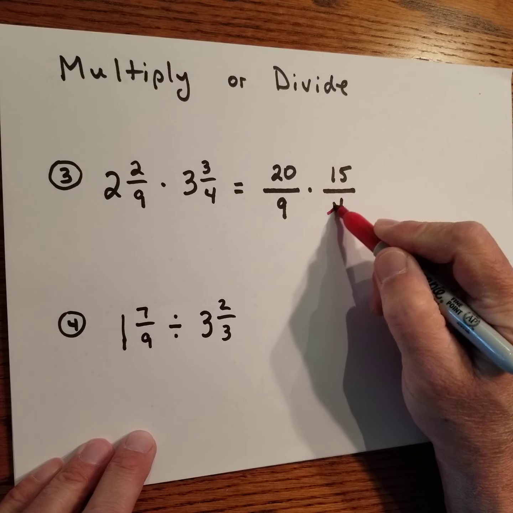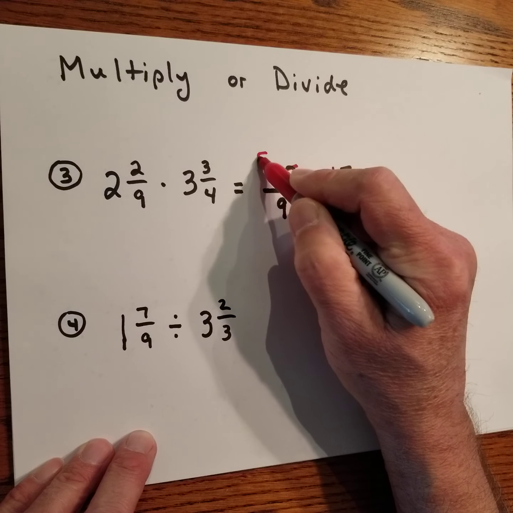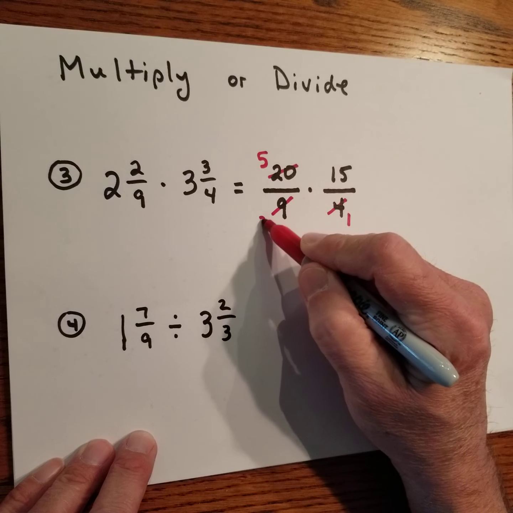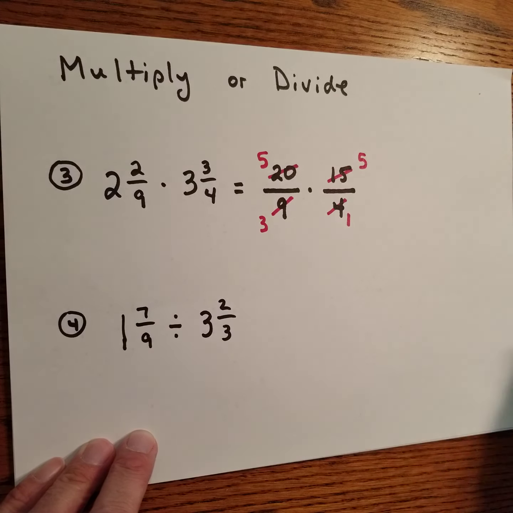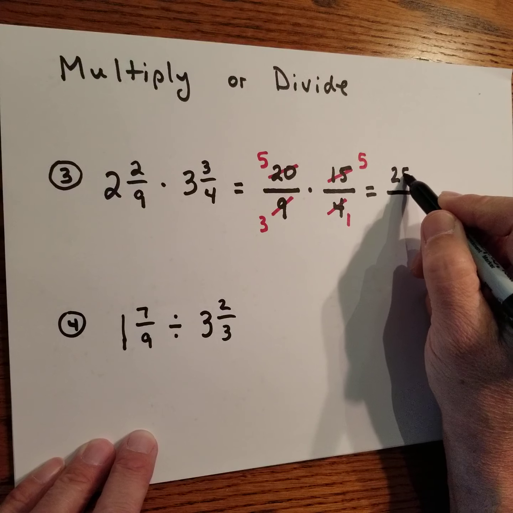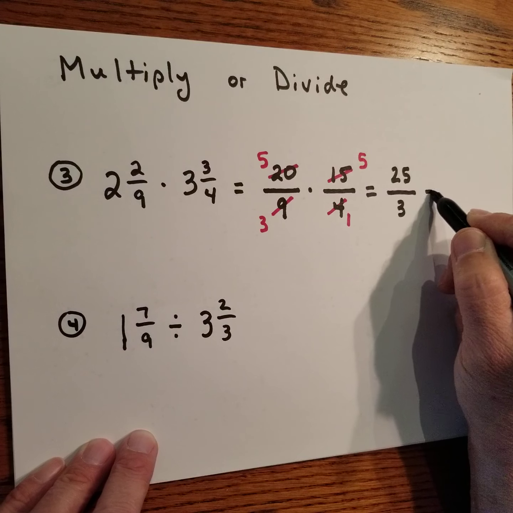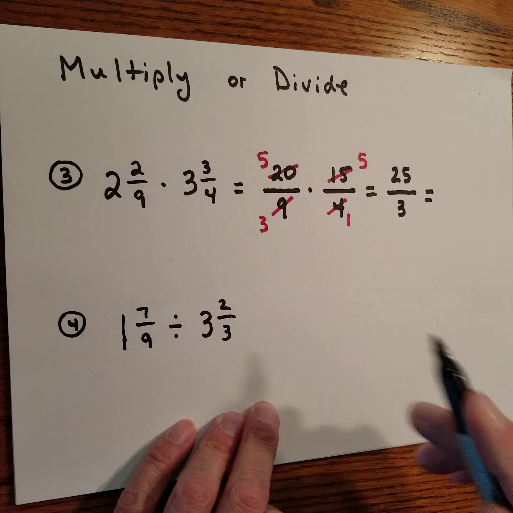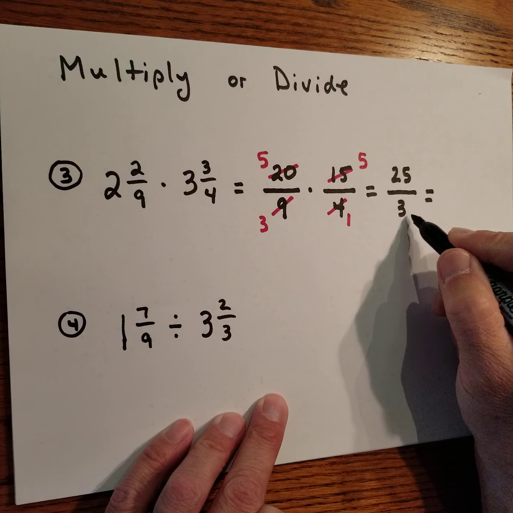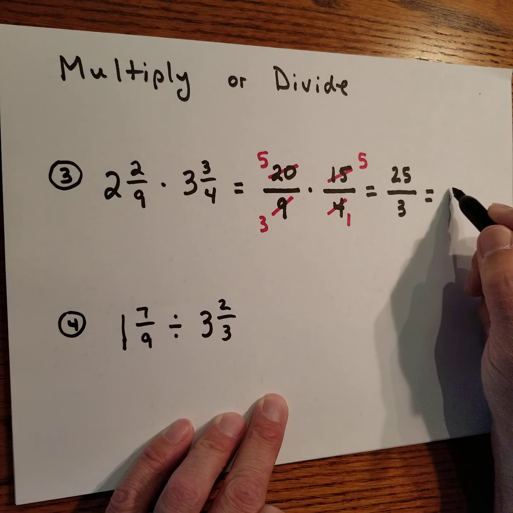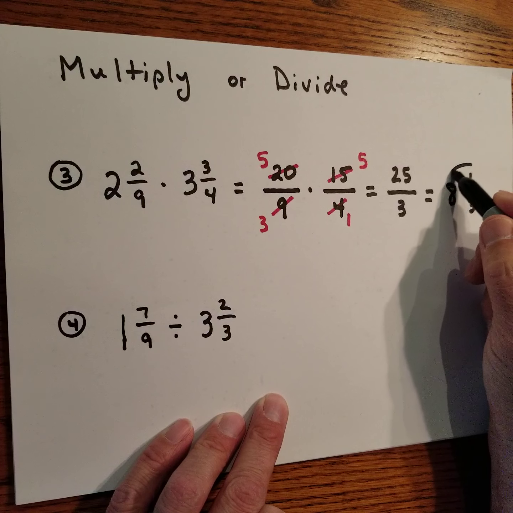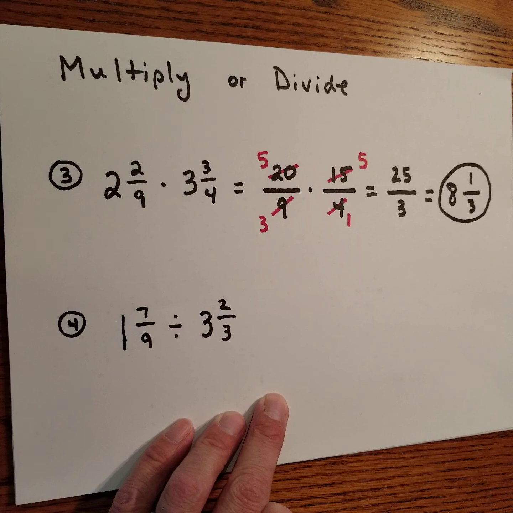20 and 4 are both divisible by 4. 9 and 15 are both divisible by 3. Now multiply the numerators and multiply the denominators. And as a final step, since we started with mixed numbers, we'll end with mixed numbers. How many times does 3 go into 25? It goes in 8 times with 1 left over. 8 1/3, best answer for number 3.